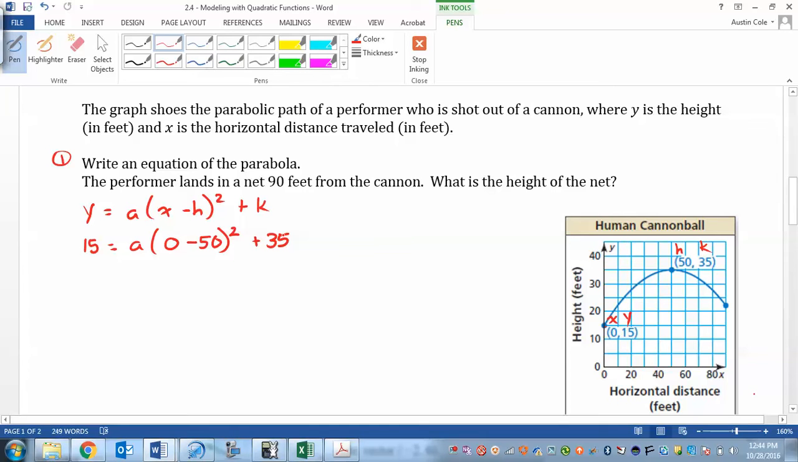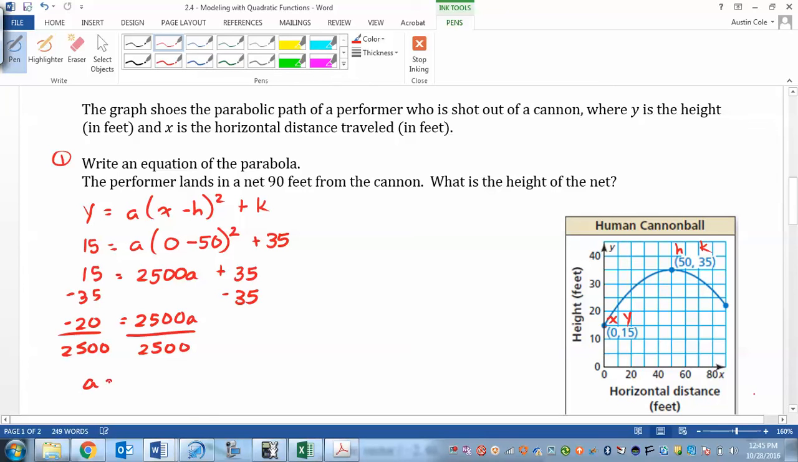Okay, here we go. Now we're just going to be able to plug and chug. 0 minus 50, well, that's negative 50. What's negative 50 squared? Spencer? 2,500. So here I'm going to have 2,500a plus 35. Again, solving for a. Minus 35 on both sides. This gets me negative 20 equals 2,500a. Divide both sides by 2,500.